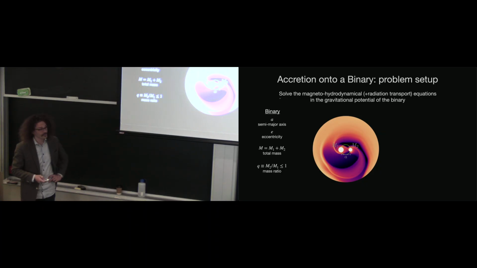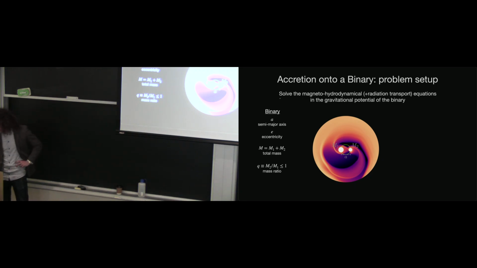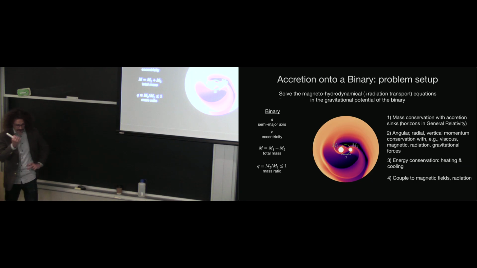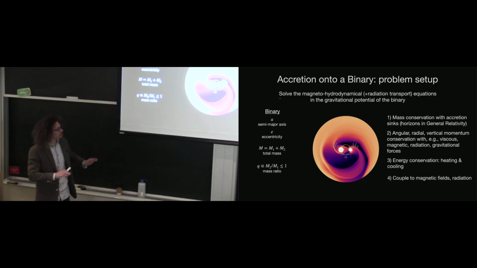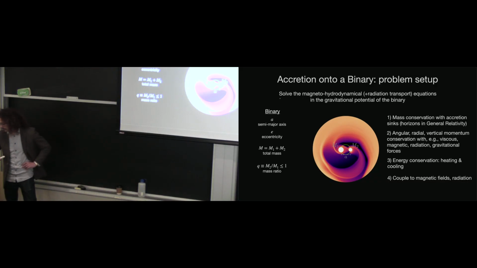So if you wanted to include most of the physics that we think should be there, you should solve some type of magneto-hydrodynamical equations and then also the equations for radiation transport in the gravitational potential of the binary, which could or could not include relativistic effects or full GR. This is the system at kind of the full physics. I mean, there's also physics I'm even leaving out here, of course.